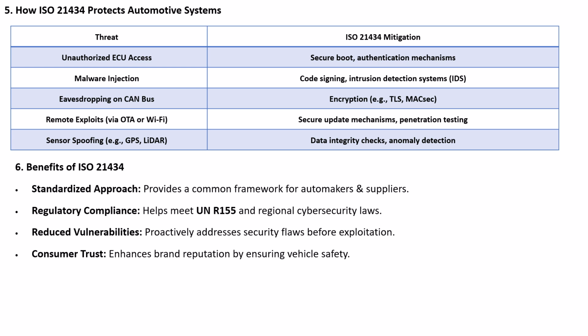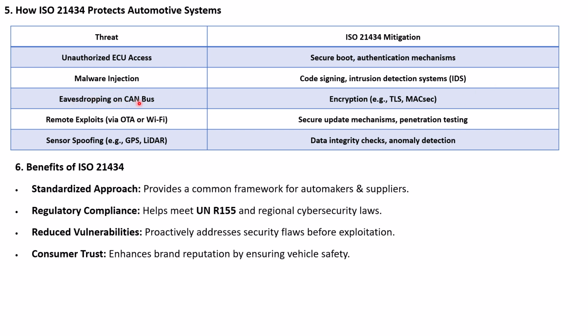Now, let's briefly touch upon how ISO 21434 protects the automotive system. What are the various ways in which it prevents the entire system from getting hacked? First, what is the threat? Unauthorized ECU access, and according to ISO 21434, it is mitigated with the help of secure boot and authentication mechanisms. Next comes malware injection, mitigated by code signing and intrusion detection systems, acronymed as IDS.